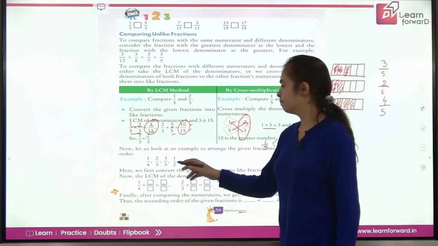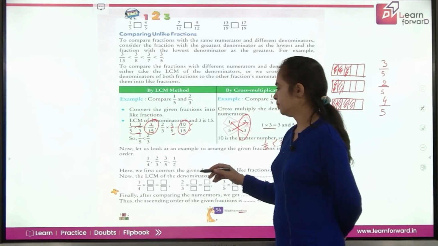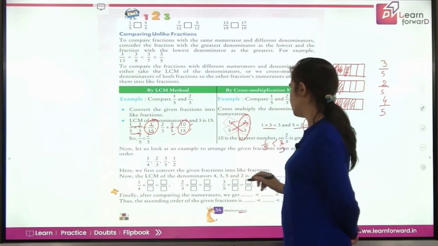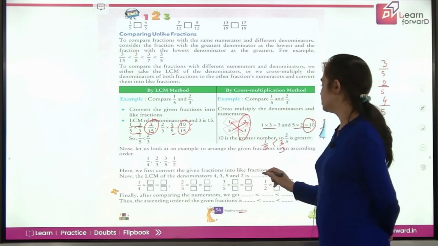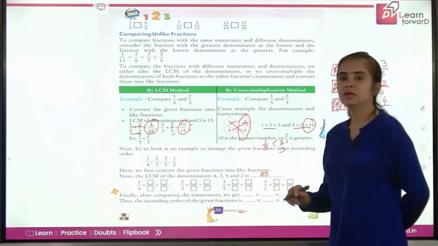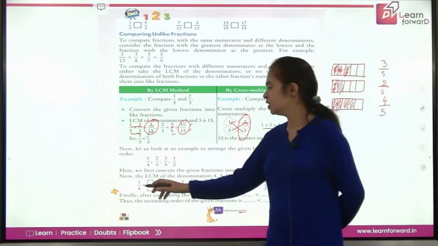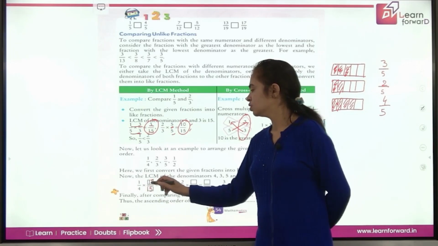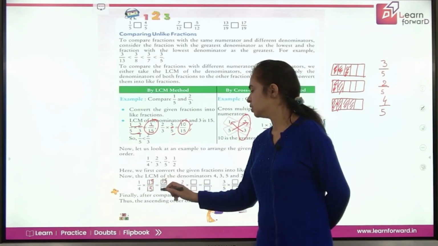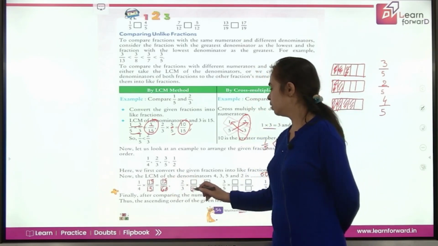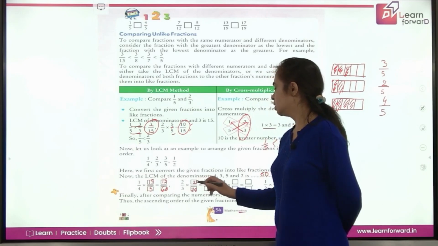This is not 30, then not even 40, it will be 60. So you can find out the LCM of 4, 3, 5, 2 will be 60. Right? Now, when you want to change 4 into 60, you will multiply by 15. So you get 15 by 60. When you want to change 2 by 3, 3 into 60, you multiply by 20. So you get 40 by 60.